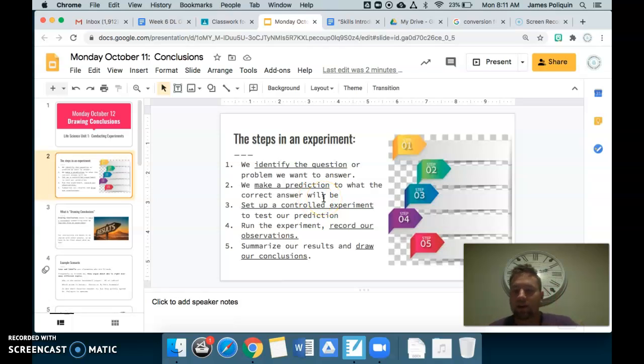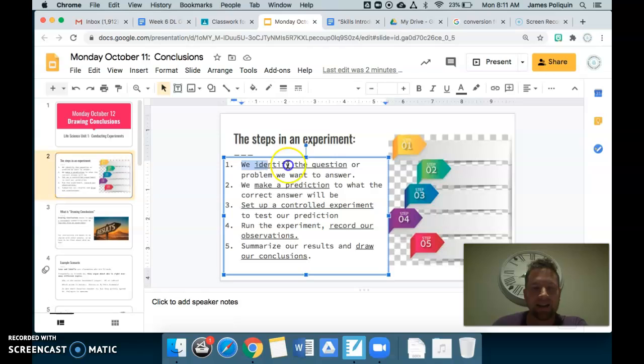Remember, these are the steps in our experiment. We've been doing these for a couple weeks now, but I just wanted to show you the steps again. We identify the question or problem we try to answer. Last week, it was more along the lines of how could we make paper planes fly and how could we make them fly well. We set up our controlled experiment to test our prediction. We run the experiment to record our observations. What are we learning? And then we summarize our results and draw conclusions. That's what today's focus is.